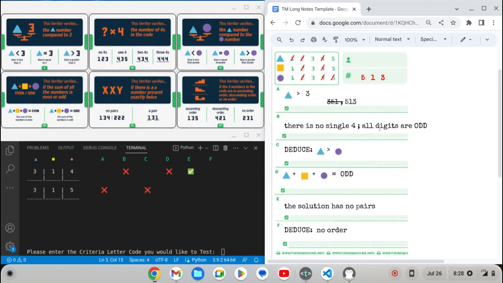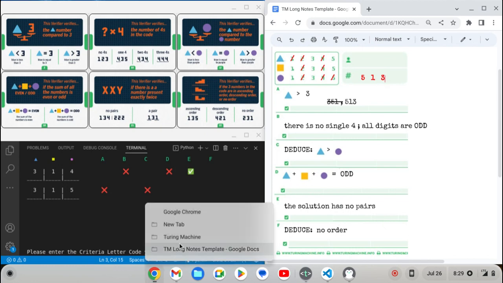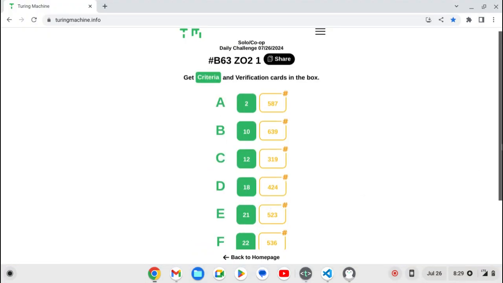And just quickly, is triangle, the first digit, greater than 3? It is. All digits are odd. Yes, there's no 4. Is it true that the first is larger than the last? Yes. The sum is odd. No pairs and no order. So let's go to turingmachine.info and verify. 513 is our solution.